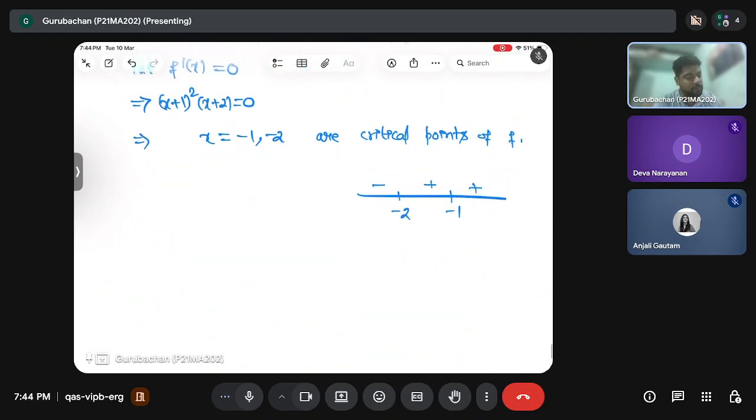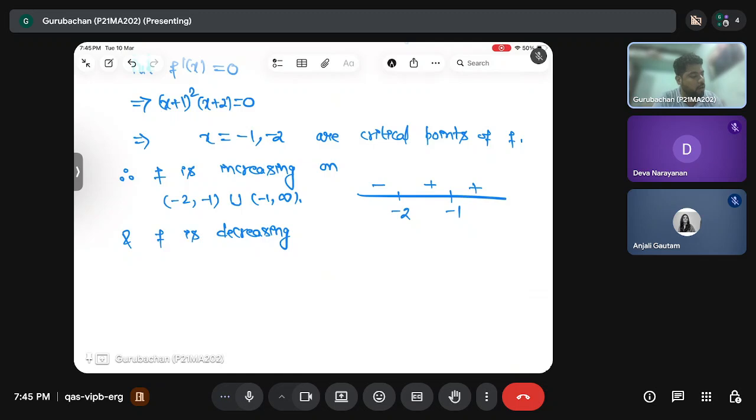Therefore, f is increasing on minus 2 to minus 1 union minus 1 to infinity. I am excluding minus 1 because I am assuming strictly increasing, that is strictly greater than 0. At minus 1 f dash is 0. And f is decreasing on minus infinity to minus 2.